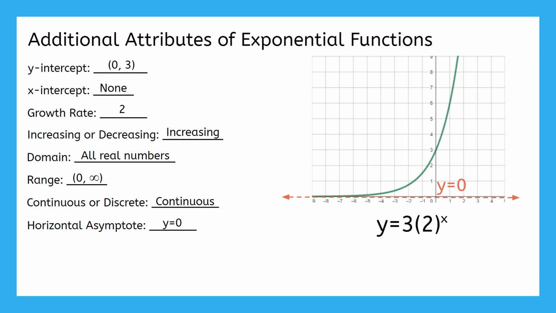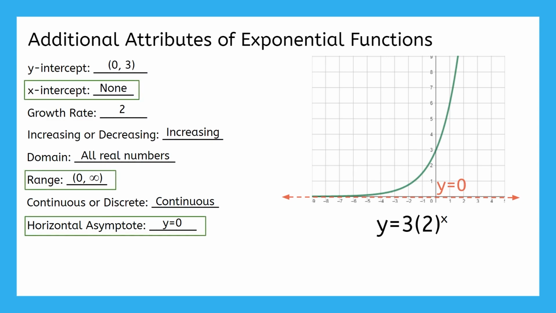We saw earlier that we'll never have an x-intercept, the range will always be from 0 to infinity, and that the horizontal asymptote will always be y equals 0. Do you see any other attributes that might be the same for all exponential functions? Yeah, like with linear functions, as long as they're unrestricted, all exponential functions will have a domain of all real numbers, and they will also be continuous.